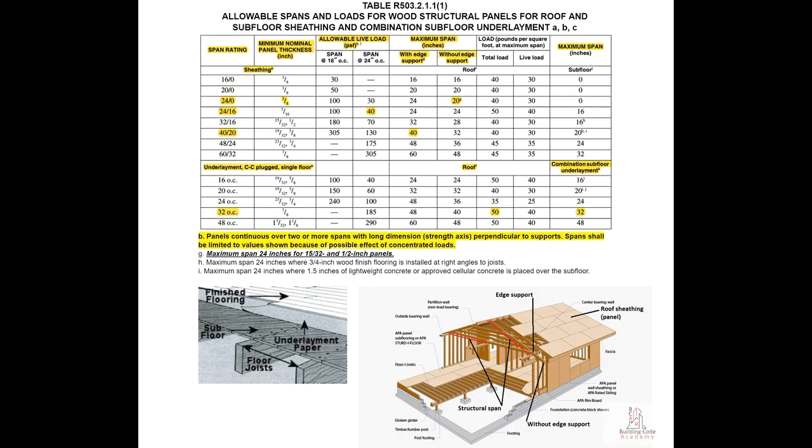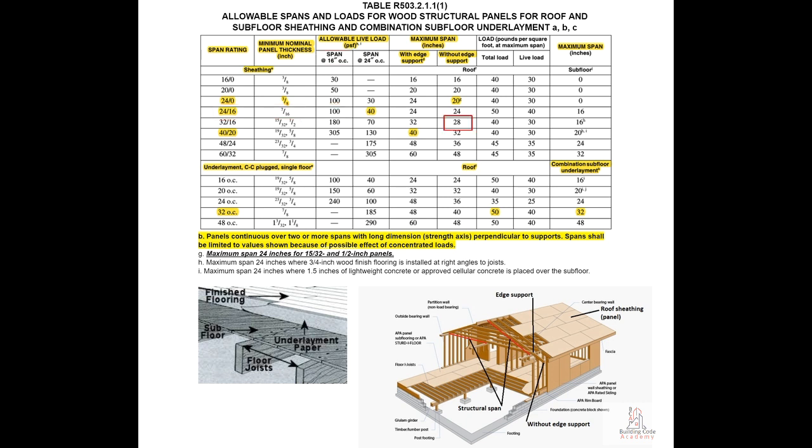Table R503.2.1.1. Allowable spans and loads for wood structural panels for roof and subfloor sheathing and combination subfloor underlayment. 24/16 span rating for 7/16 inch sheathing thickness where structural span at 16 inches on center with allowable live load of 100 pounds per square foot.